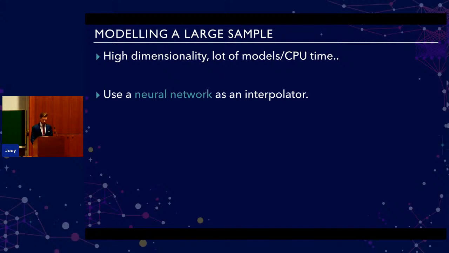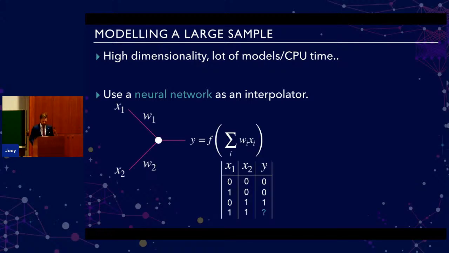So what I tried to investigate is whether we could use a neural network as an interpolator for this. What it means is you compute a relatively coarse grid of stellar models and then train the neural network on these models, so it can interpolate between these different models. But first, what is a neural network exactly?